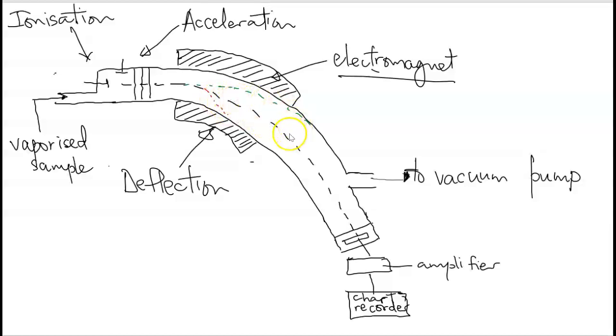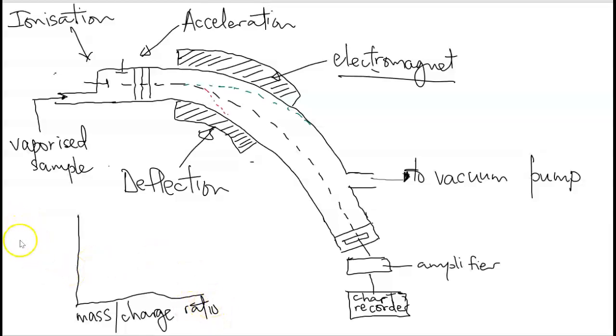While there are some ions which have the right mass to charge ratio, they will travel through the spectrometer and will arrive at the detector, where they will be detected and recorded, and what we will produce is an output which we call a mass spectrum. We have our mass to charge ratio on our x-axis, and on our y-axis we will have the relative abundance, and what we will get are some peaks in the graph.